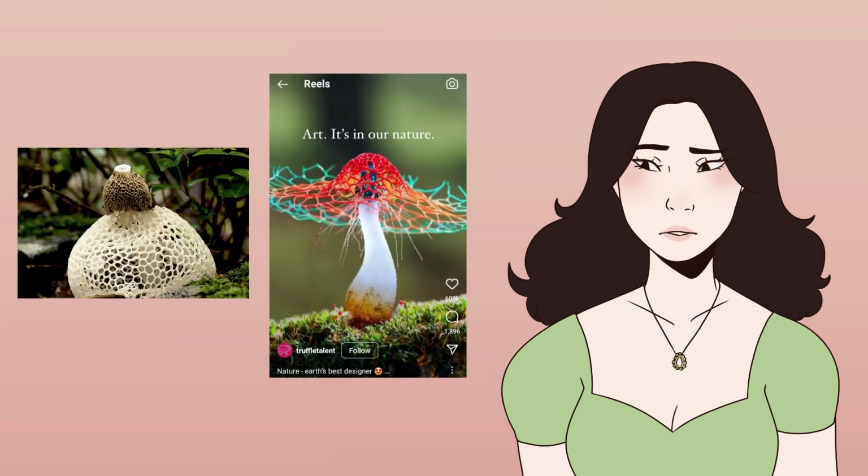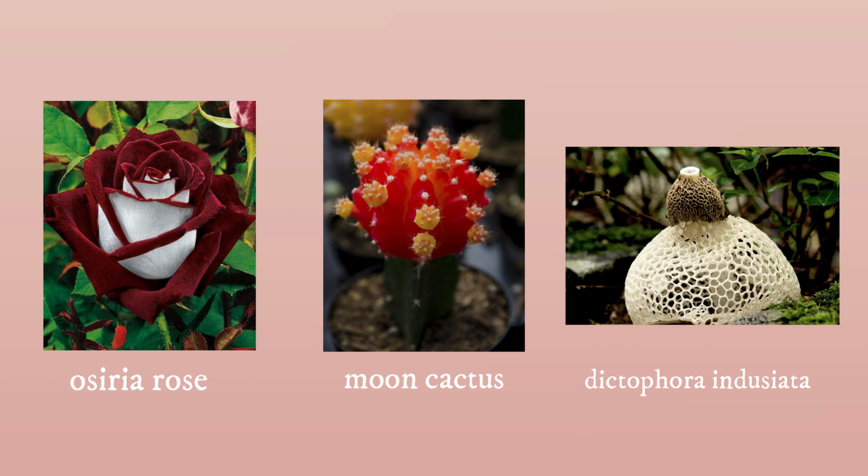Though when I looked up this mushroom, it looked a little different from the video, so I might play around with the palette. Anyway, then I went to do some research for some cool looking plants, keeping the mushroom and wanting to either find a flower or succulent to create 3 characters off of. And these are what I concluded with, because they just look cool. We have the Osseria rose, the moon cactus, and the mushroom from before is called the Dictophora indusiata.